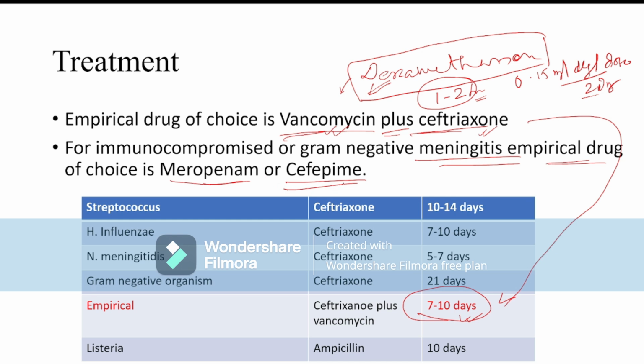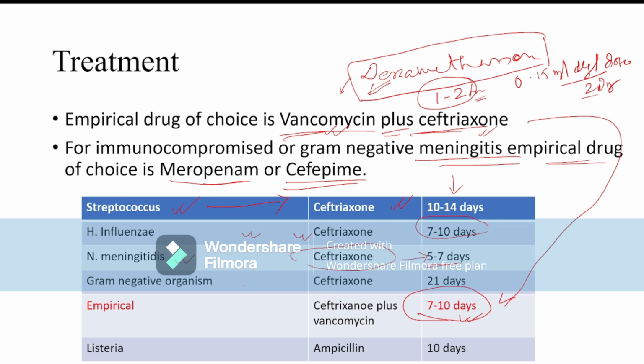Now, when the culture report comes, we find that the child is suffering from Streptococcus. So the most commonly used drug is ceftriaxone, and it is mostly sensitive, and the duration of treatment is 10 to 14 days. If the child is suffering from Haemophilus influenzae, ceftriaxone is the drug of choice, and the duration is 7 to 10 days. Neisseria meningitidis causes the most severe form of meningitis, and the drug of choice is ceftriaxone, but the duration of treatment is less, that is 5 to 7 days.